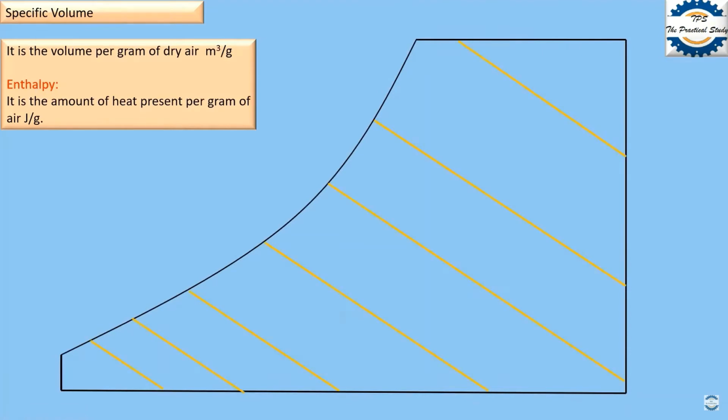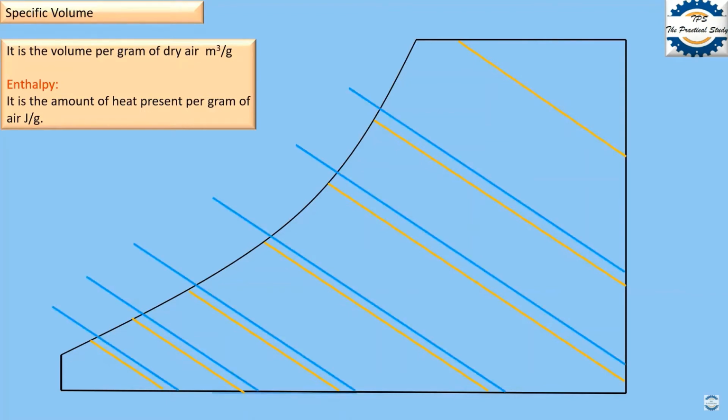Guys, these are the wet bulb temperature lines. Why have I drawn them again? Because the enthalpy lines are very similar to the wet bulb temperature lines, but these lines are extended towards the enthalpy scale. The enthalpy scale is joule per gram.